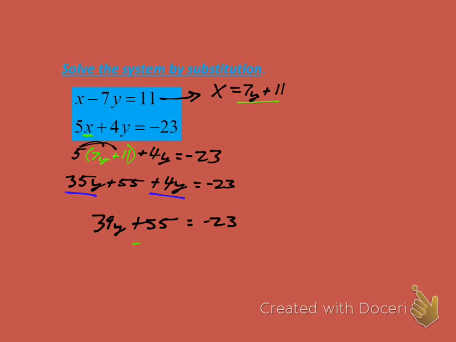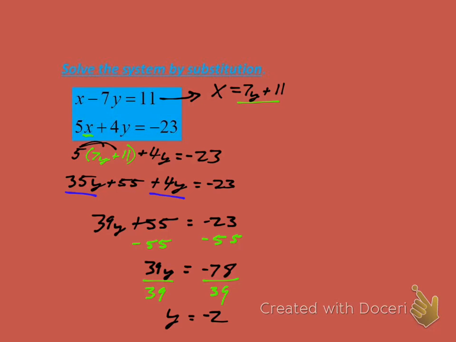You subtract 55 over. So you get 39y equals a negative, what, 78? Is that right? Then divide by 39. So y equals -2. So there you got 1.